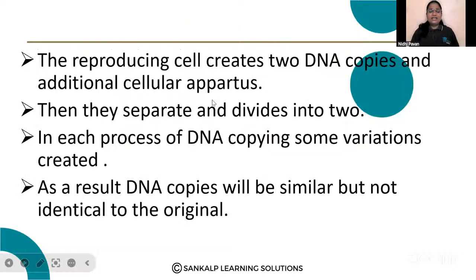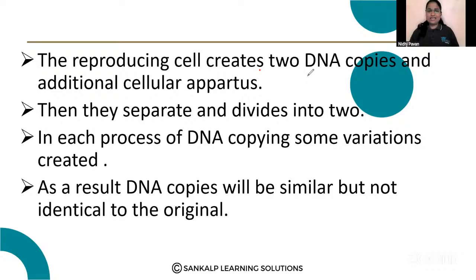The reproducing cell creates 2 DNA copies and additional cellular apparatus. Then they separate and divide into 2. In each process of DNA copying, some variations are created. As a result, DNA copies will be similar but not identical to the original. So actually what happens here, reproducing cell, we will learn it later.